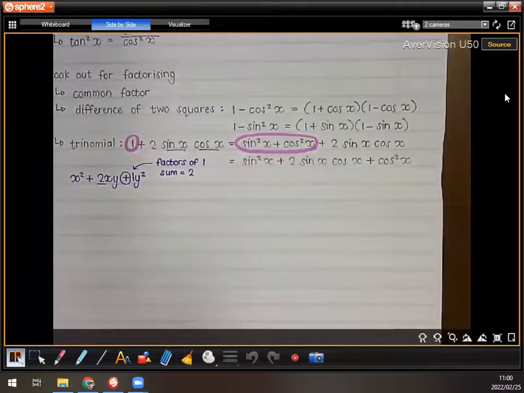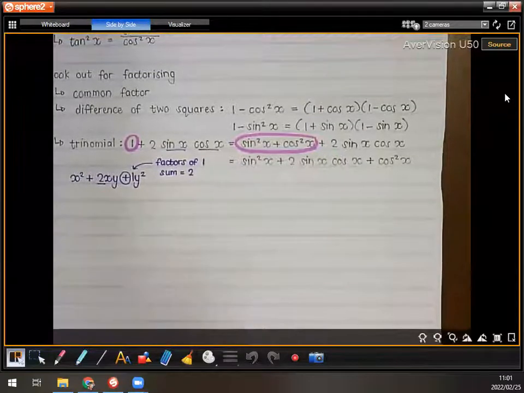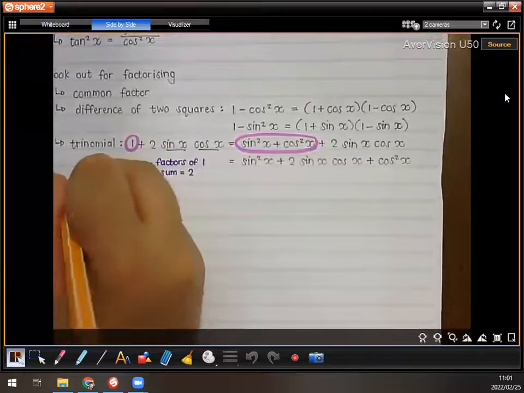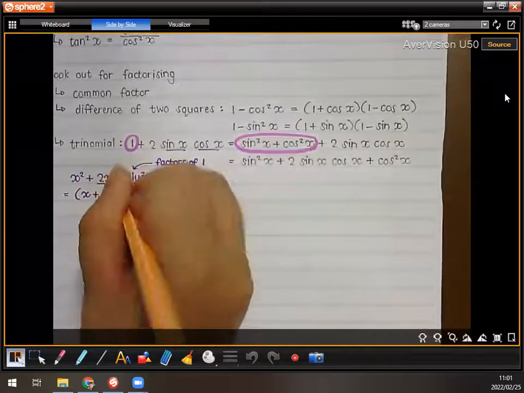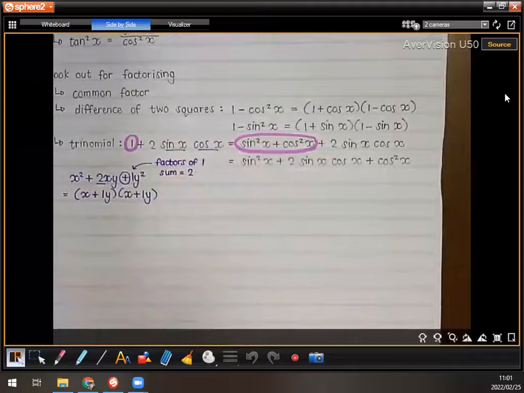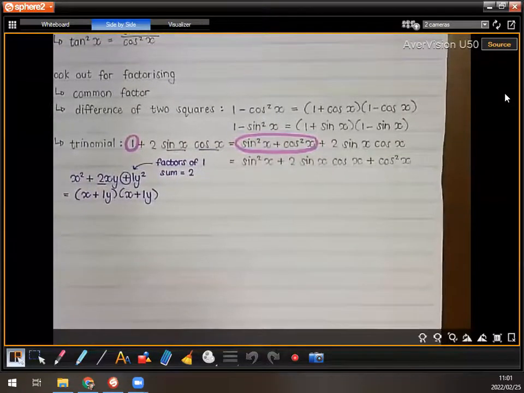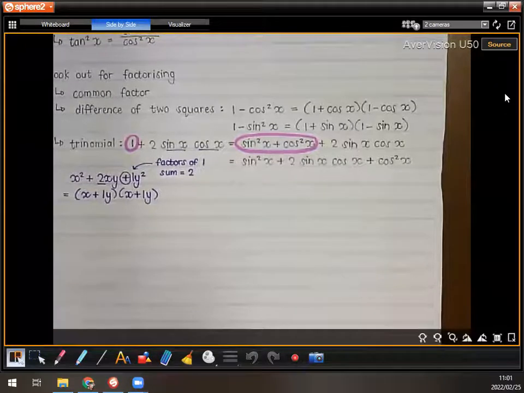How about factors of 1? We only have one option. 1 times 1 will give you 1. And when you add 1 and 1 together, what do you get? 2. So the factors that we're working with here are 1 and 1. So you're going to say x plus 1y, and then again x plus 1y. Obviously, you won't write those ones. I'm just trying to show you that that's where those numbers are going to go. x plus y times x plus y.